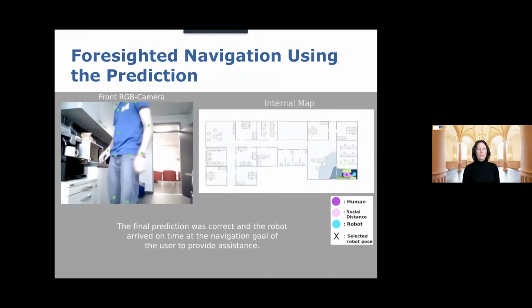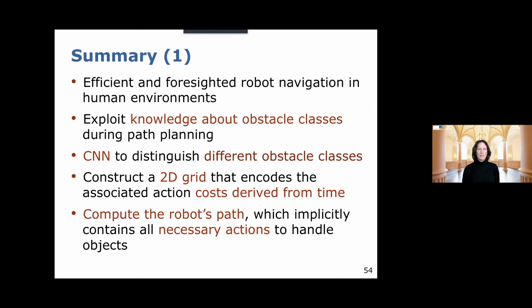So to summarize, I'm at the end of my presentation. I presented you two approaches for efficient and foresighted robot navigation in human environments. So first, I explained how we can exploit knowledge about obstacle classes during path planning. The robot should not treat objects as static, but it should reason about how to overcome the obstacles.